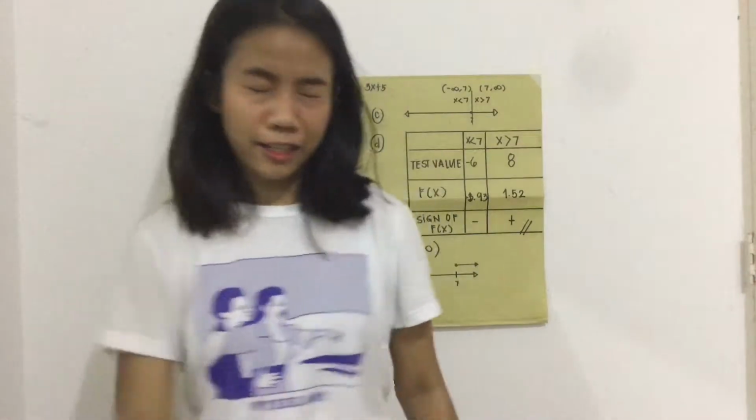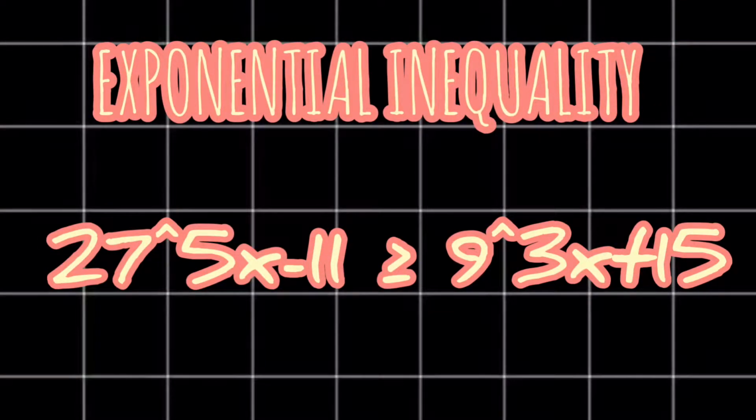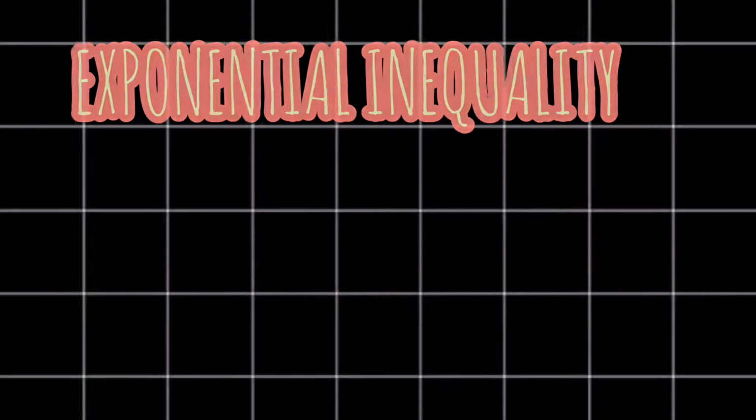Today I will teach you how to solve exponential inequalities and exponential functions. So first, let's do the exponential inequality. For exponential inequality, our given is 27 raised to 5x minus 11 greater than or equal to 9 raised to 3x plus 15.